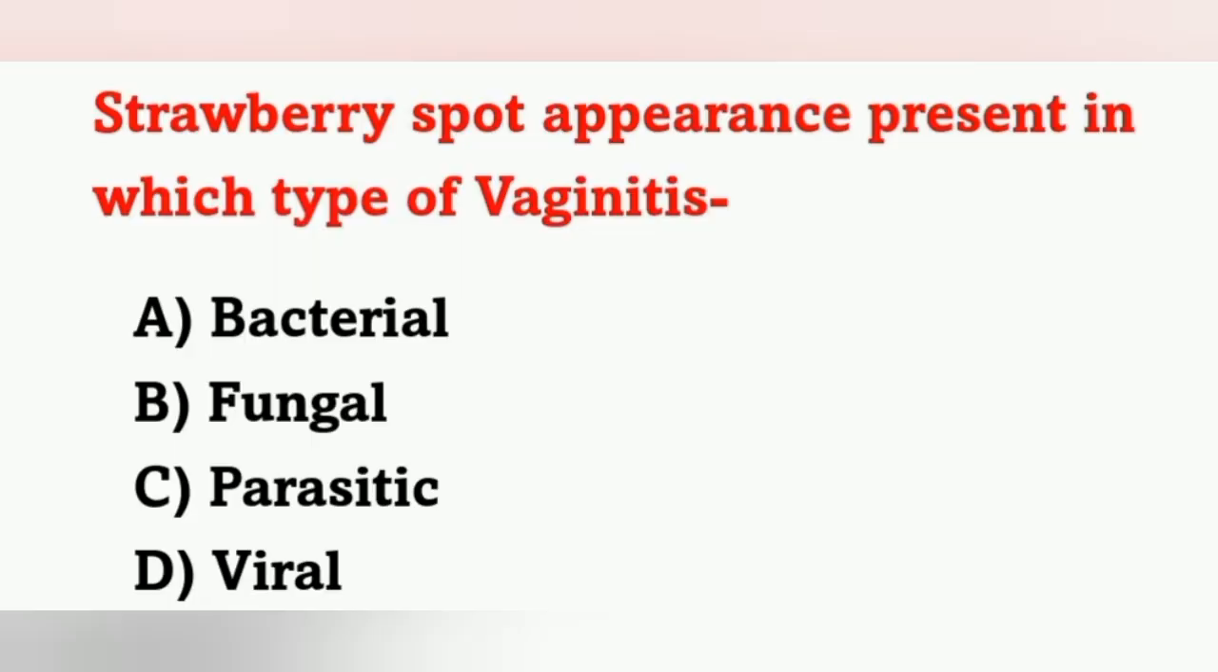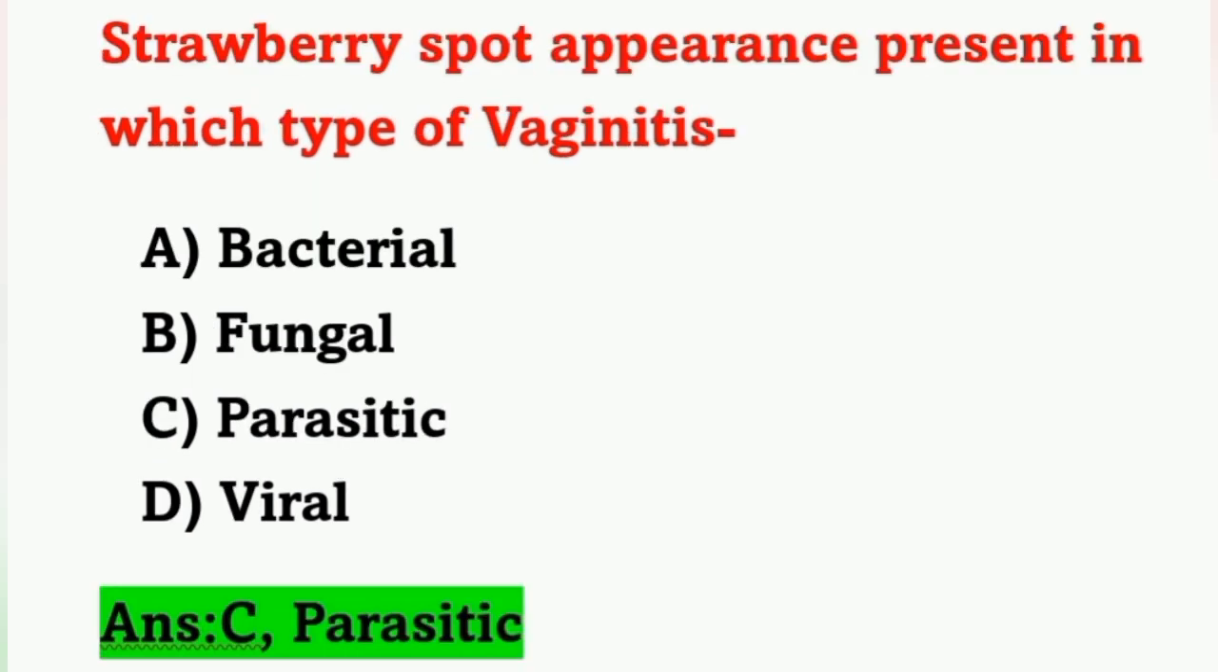And the next question, strawberry spot appearance present in which type of vaginitis? Options, option A bacterial, option B fungal, option C parasitic, option D viral. Strawberry spot appearance present in which type of vaginitis? It is in parasitic type of vaginitis, mainly the infection of Trichomonas, that is trichomoniasis, which causes strawberry spot appearance.